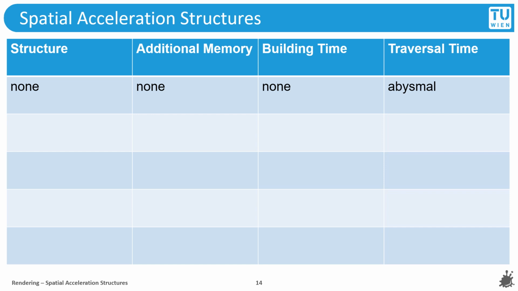And we will keep track of the properties of the spatial acceleration structures that we look at. We will keep track of the additional memory that is required for keeping them around. We will look at the time that is needed for building them, and we will look at how they influence the time it takes to traverse the scene for visibility resolution.